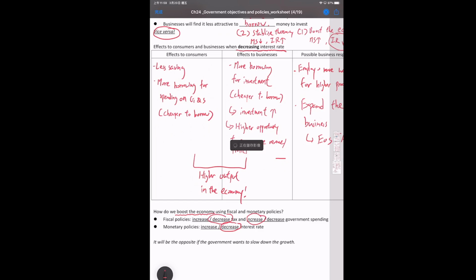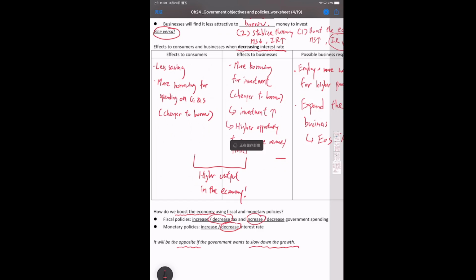Once again, it will be the opposite if the government wants to slow down the growth. You don't want to see very rapid, uncontrollable growth because that will create huge inflation. If that happens, you are going to use option 2 from both policies to reduce the growth of the economy. So that is all for this chapter.